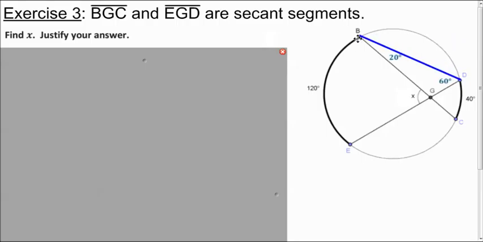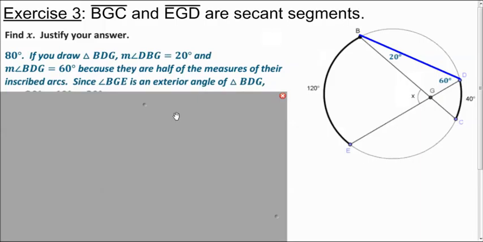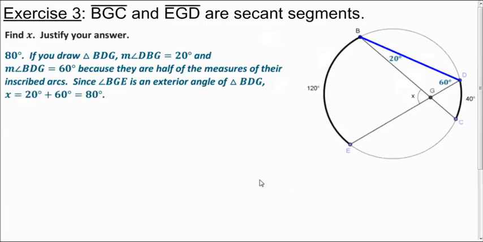Well, their intercepted arcs are 40 and 120. So since they're inscribed, you take half of those. So this one is 20 degrees, and this one is 60 degrees. And if you notice, BGE is an exterior angle to this triangle. So we know its measure must be the sum of the two remote interior angles. So its measure is 80 degrees. And what do you notice about the measure of x and these two arcs? Well, x is 80 degrees, and that's half the sum of these two arcs, right? 120 plus 40 is 160, divided by 2 is 80.